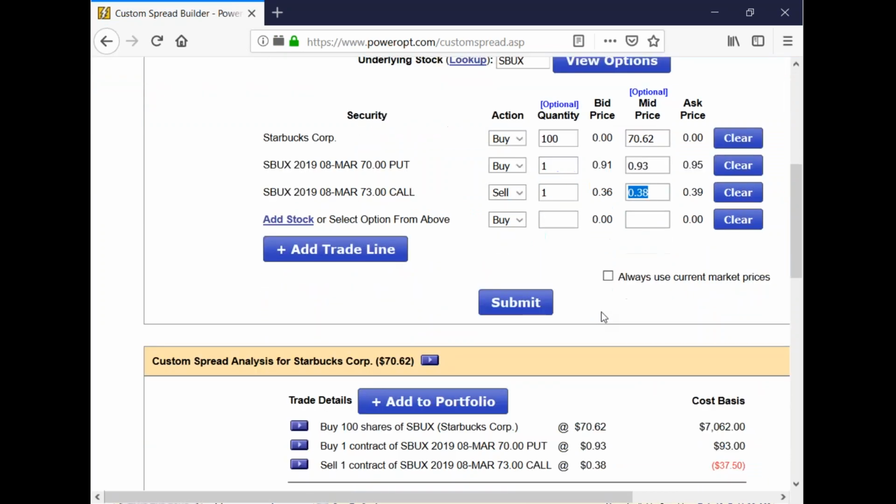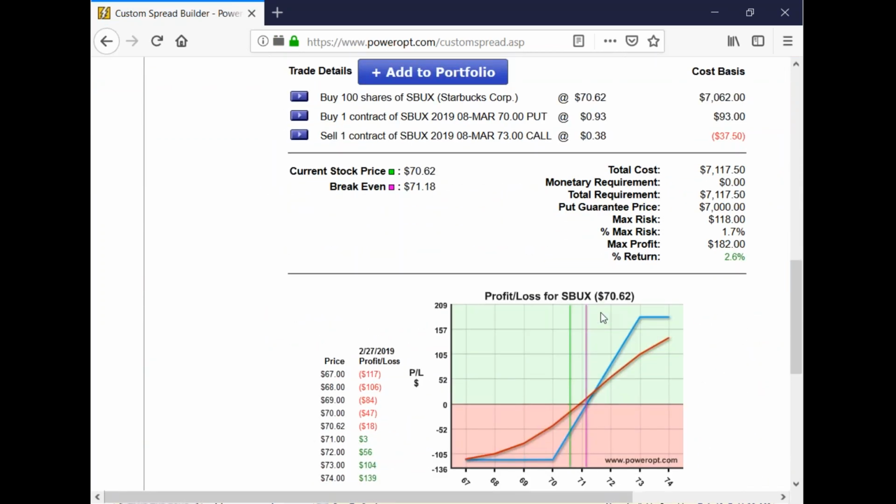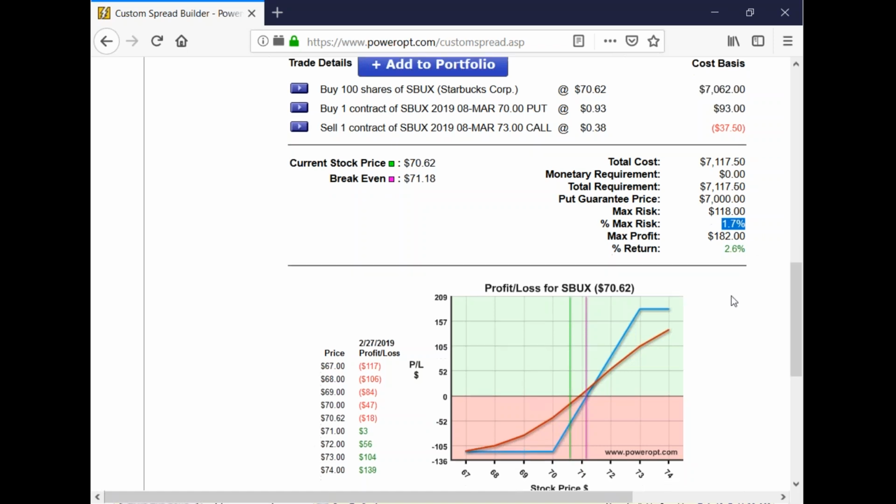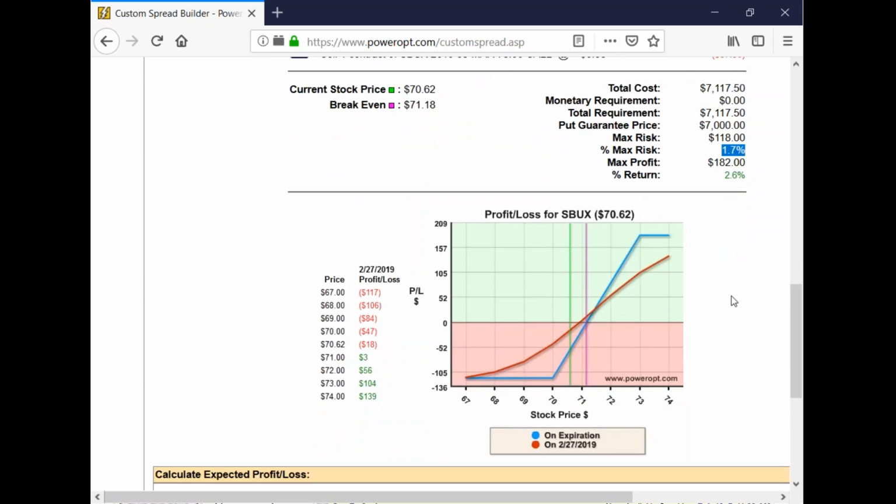I'm actually paying an additional 60 cents. So now my cost basis is 71.18. 70.62 plus that additional maybe 27, 26 cents. However, if I'm right, I make 2.6%, and if I'm wrong, I only lose 1.7. This is the structure, the debit collar, that could get you a higher return as opposed to the risk.